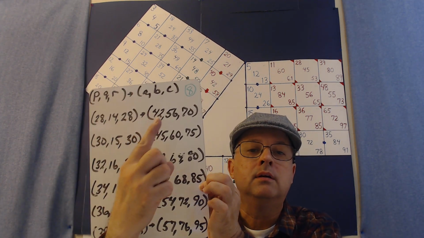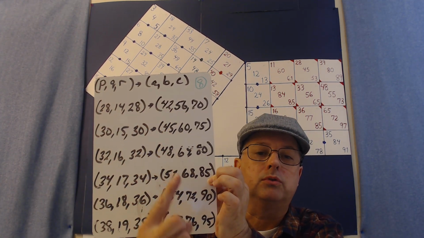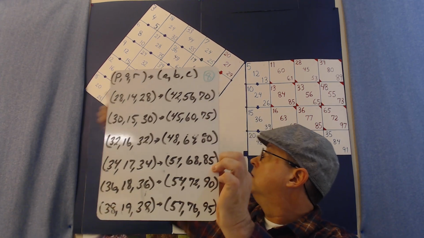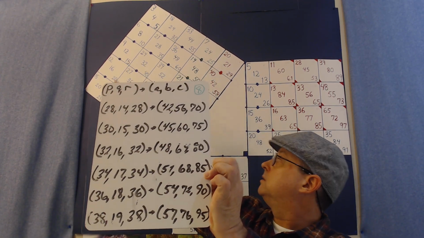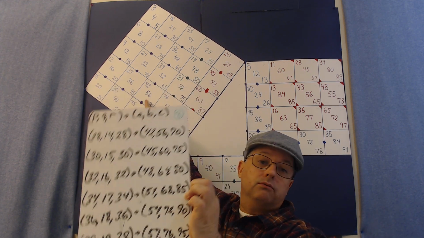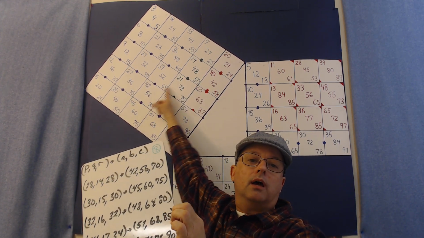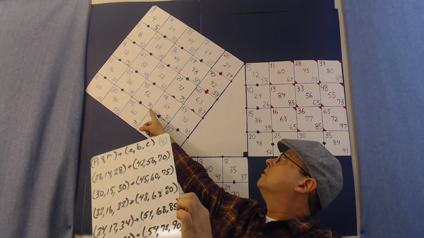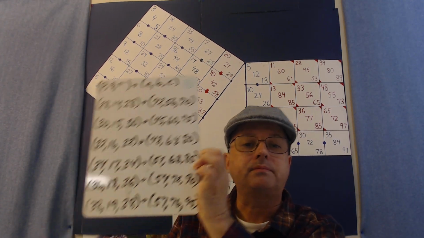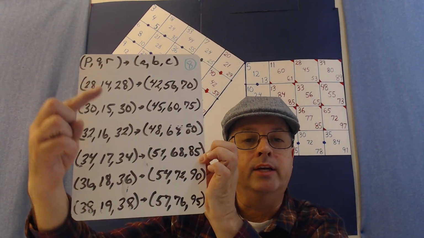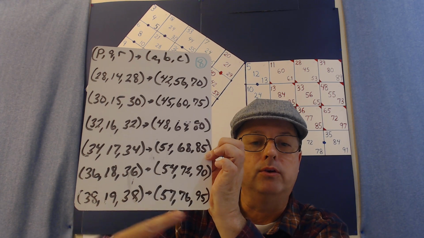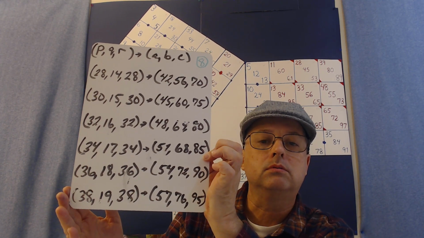Continuing on that 3, 4, 5 family. Here's more multiples of 3, 4, 5. Look up here. 42, 56, 70. Oh yeah, right here. 42, 56, 70. That's a multiple of the 3, 4, 5. And these are the P, Q, and R values that generate those triples.